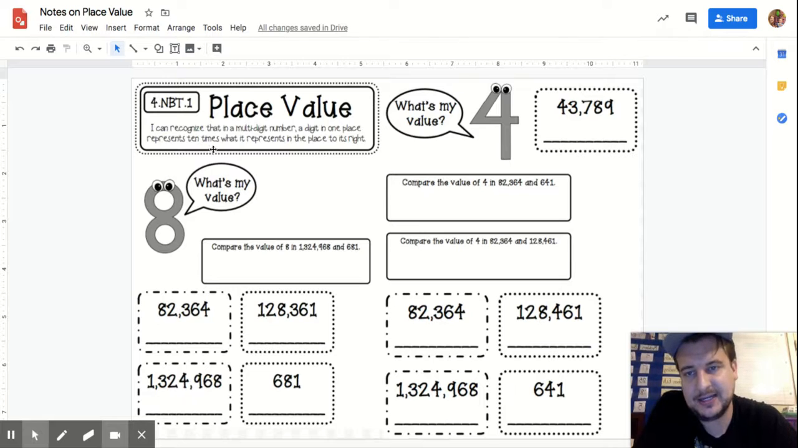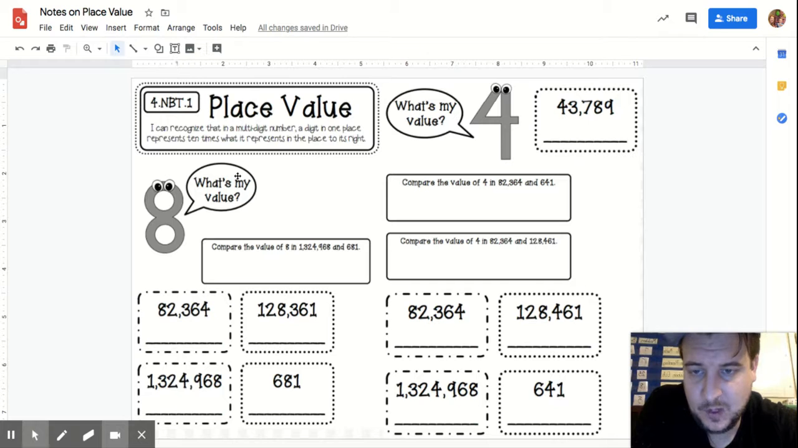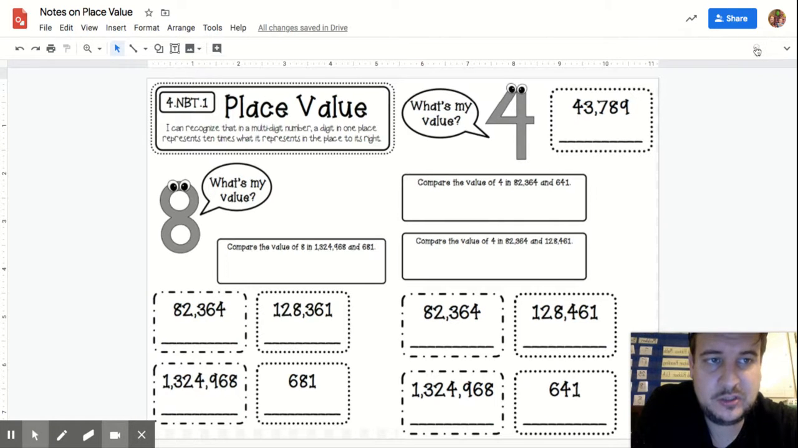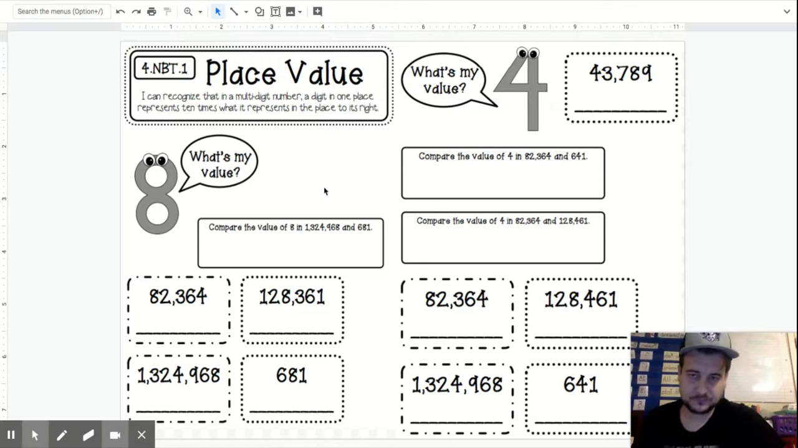So I can recognize that a multi-digit number, a digit in the ones place, represents 10 times what it represents in the place value to its right. When you're doing this, you could have it pulled up and do a side-by-side split screen. It'll be easier, and you could fill this in while I do it as well. So I'm going to do a text box right here.